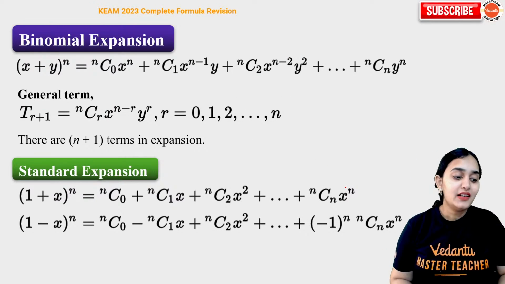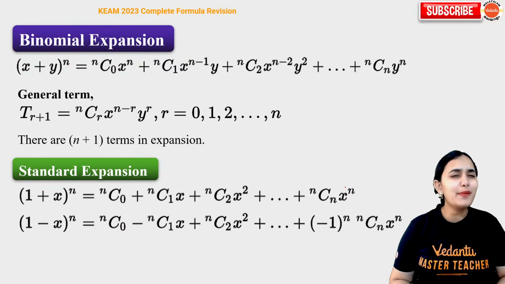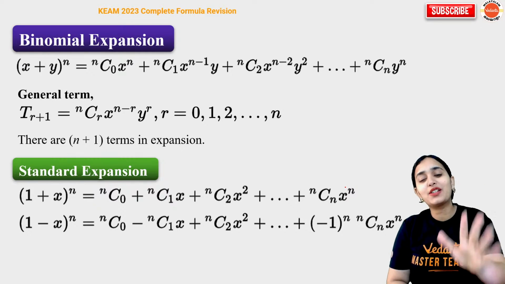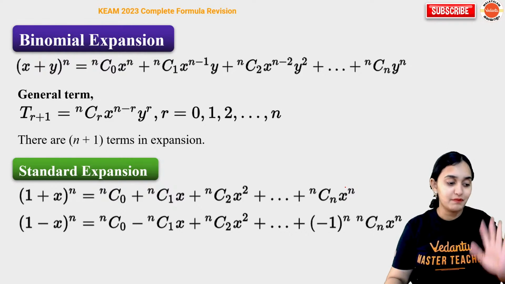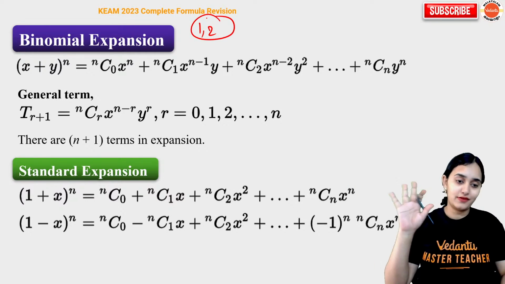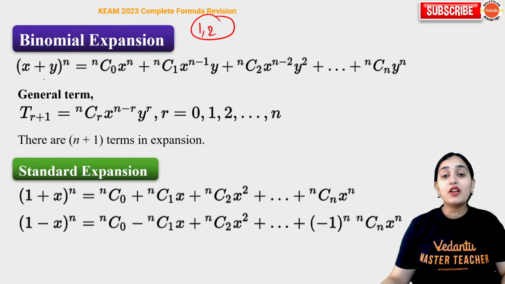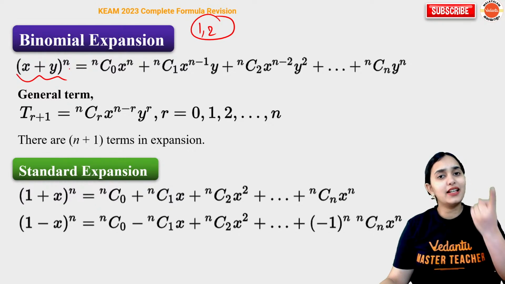Next chapter, binomial theorem. In binomial theorem, very few questions will be asked. Very few formulas are there. So it is generally 1 or 2 questions, not more than that from this chapter. So the binomial expansion formula is important. It is one single formula.